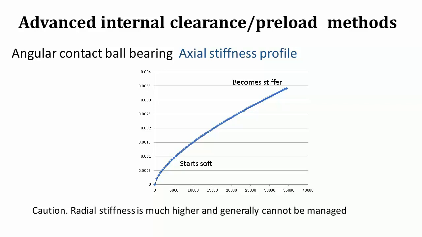But of course, as soon as we put load on, because the raceway is a toroid and the ball is a sphere, we have an elliptical patch, and this grows in a particular way. We have initially a very soft spring, and then it gradually becomes stiffer. And because the stiffness occurs after a manageable deflection, in this case about 3 micrometers, we can use this property to manage the deflection properties of the bearing.